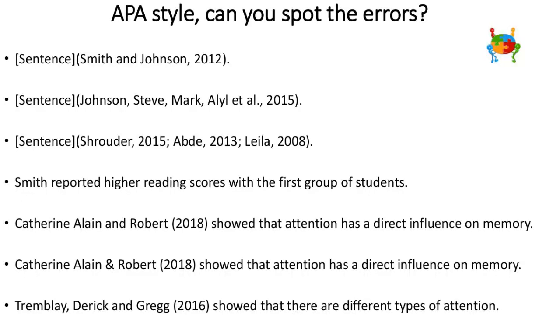So let's say APA style, can you spot the errors? Let's say this was a question on the midterm. Can you spot the errors in this here? So the first one, yes, that's correct. The first one has to have the ampersand. The second one is a bit tricky. The second one should be first, last, and then just all. Oh, you could do it that way, but also it's spelled incorrectly, allele, yeah.